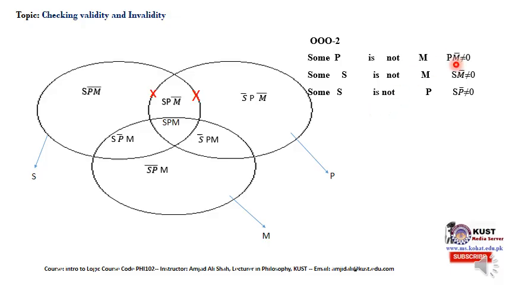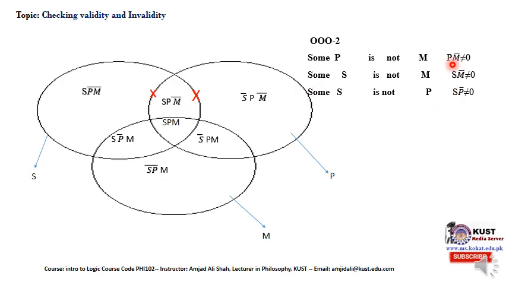Now the first premise says PM bar is not equal to 0. And the second premise says SM bar is not equal to 0. Students, again, you must remember that you are not supposed to diagram the conclusion. We only diagram the premises and then we look for the conclusion. If the conclusion is found after diagramming the premises, then we say that it's valid.